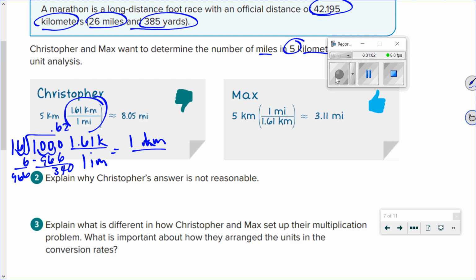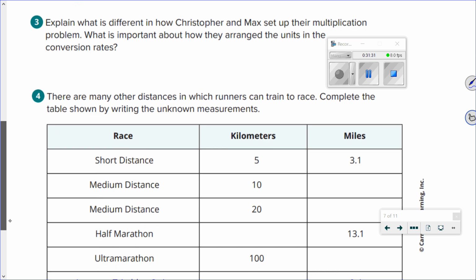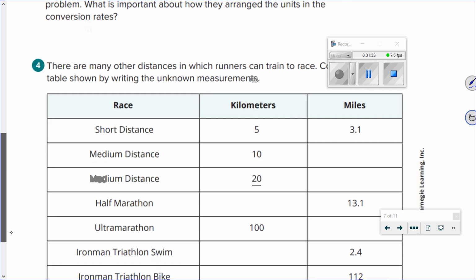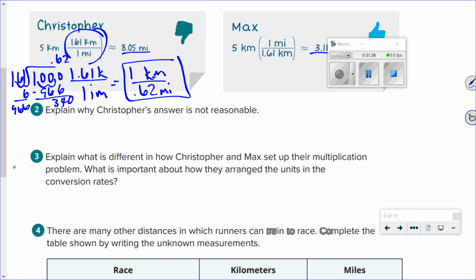So guys, the conversion factor we want you to use is 1 kilometer is about 0.62 miles. Use this to determine which one of those is correct, if it comes out to 8 and 5 hundredths or 3 and 11 hundredths. So here's your conversion factor: 1 kilometer is about 62 hundredths of a mile. And then you can use that same one to work out all of table 4. If they give you the miles, you'll have to use this one.